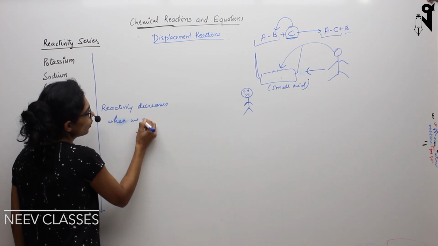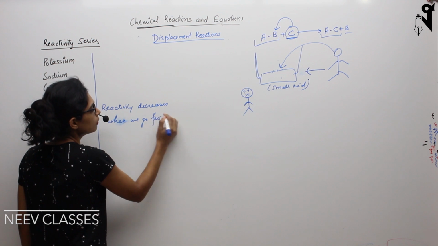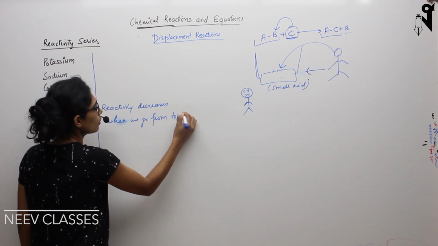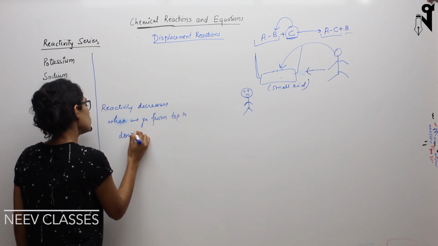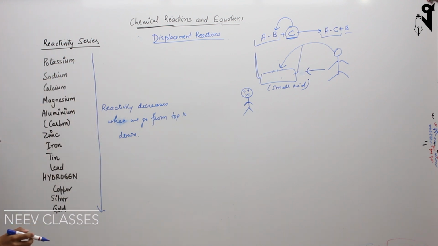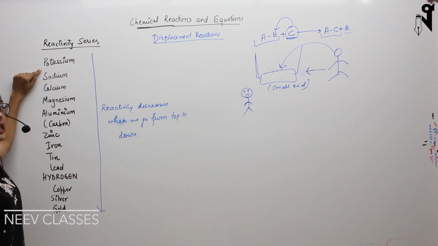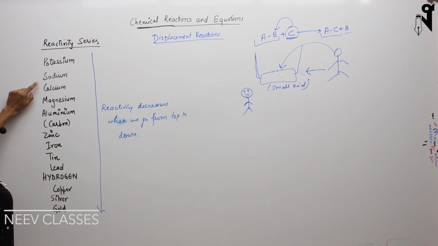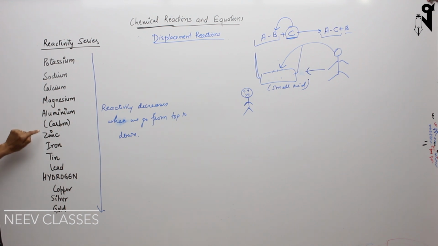When we go from top to down, that means the most reactive metal is potassium. That means it is the most powerful one and can displace any other element, any other metal to be precise. Then comes sodium, then calcium, then magnesium, aluminium, zinc, iron, tin, lead.